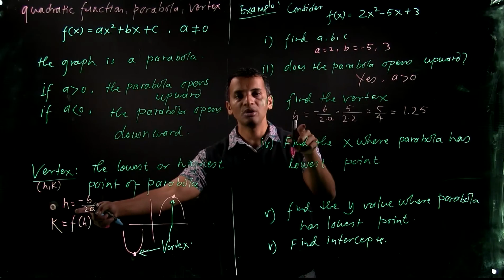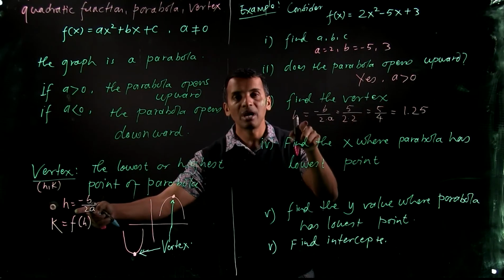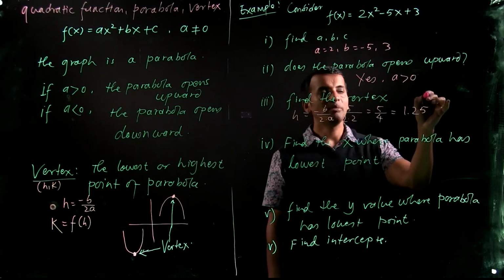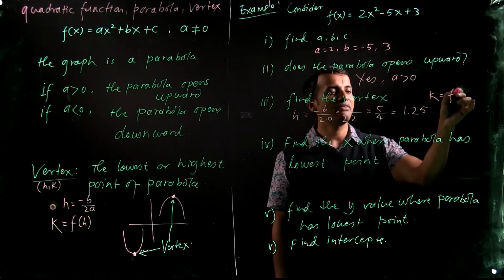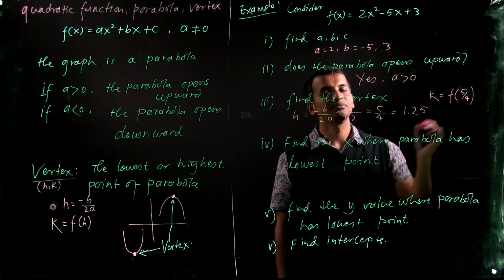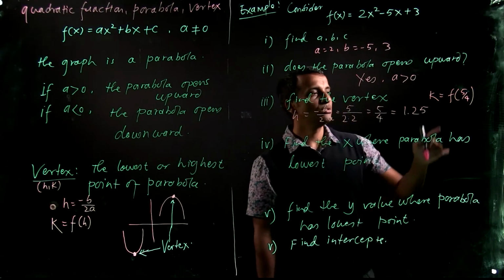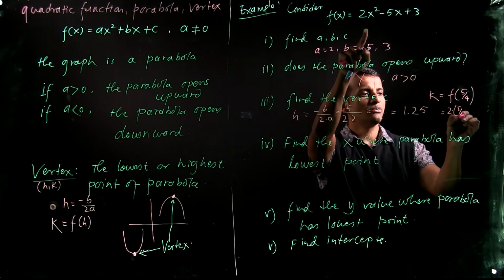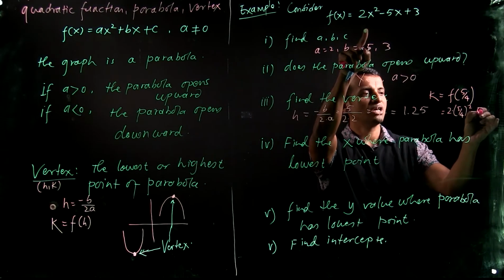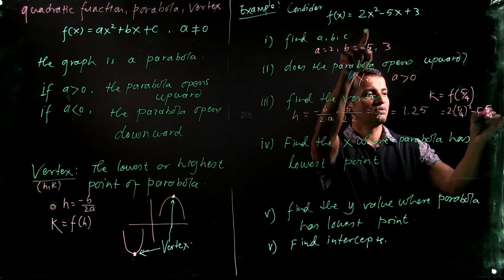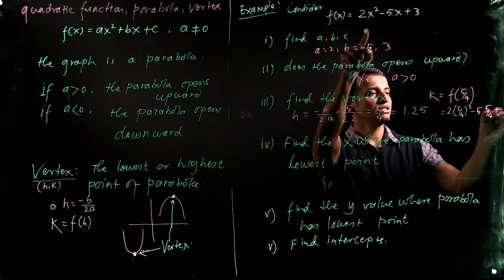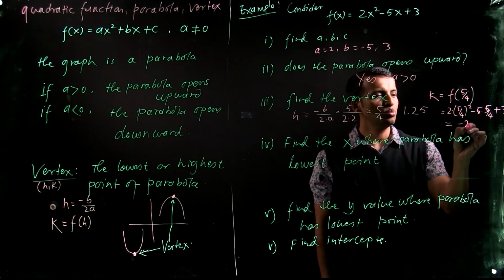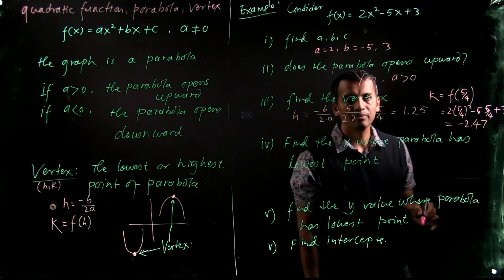Now you need to find k as well, because the vertex is a point, and we have the x part. Now you want to find the y part. The y part, denoted by k, is f at 5/4. You just plug in 2 times 5 over 4 squared minus 5 times 5 over 4, plus 3. If you use a calculator, you'll get negative 2.47.